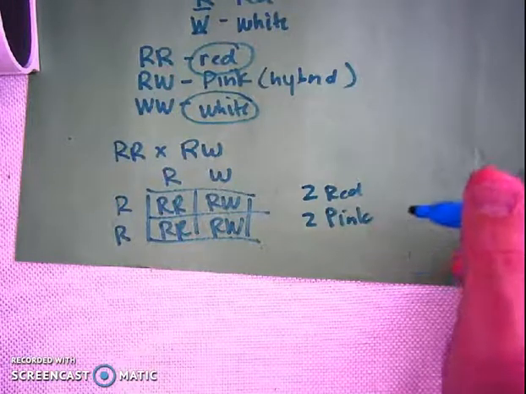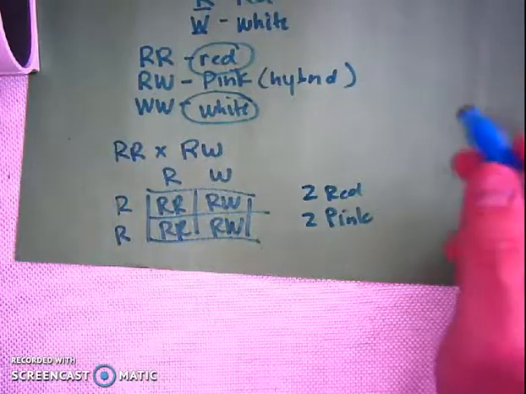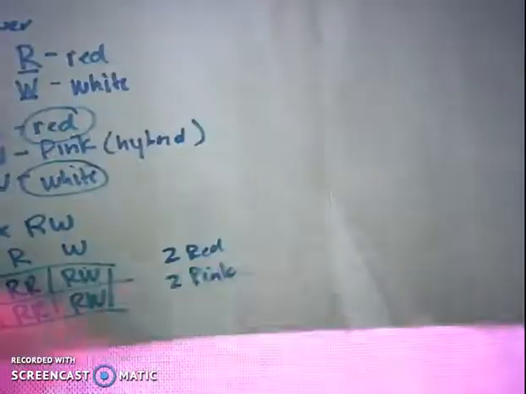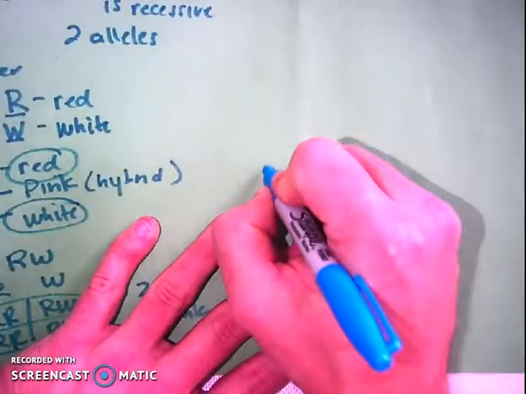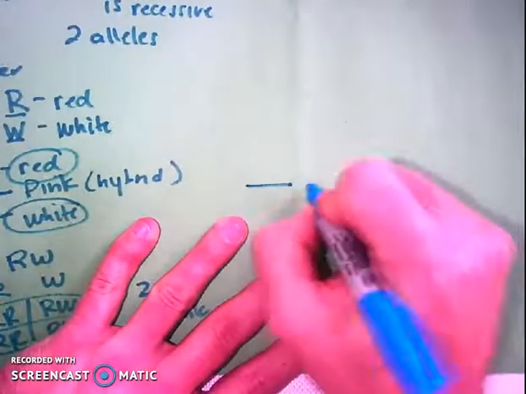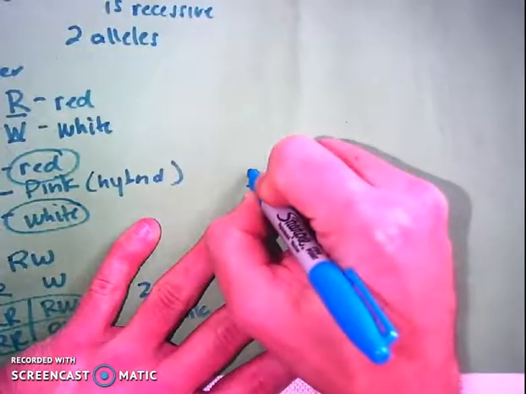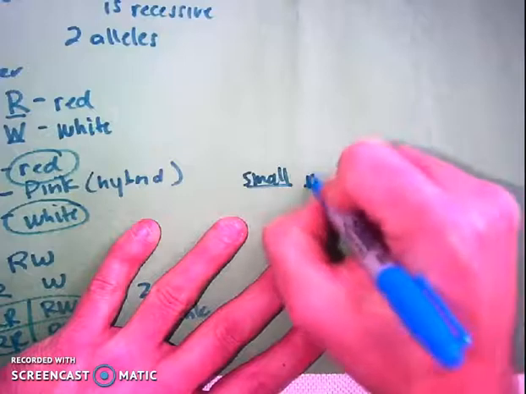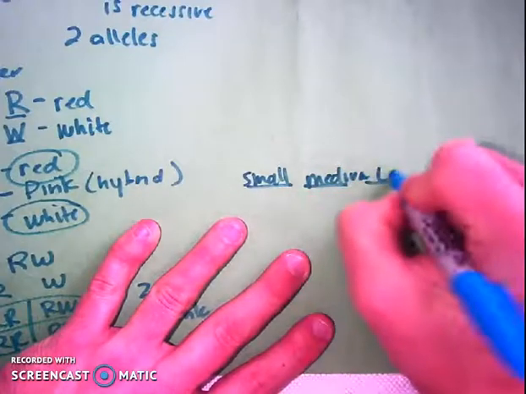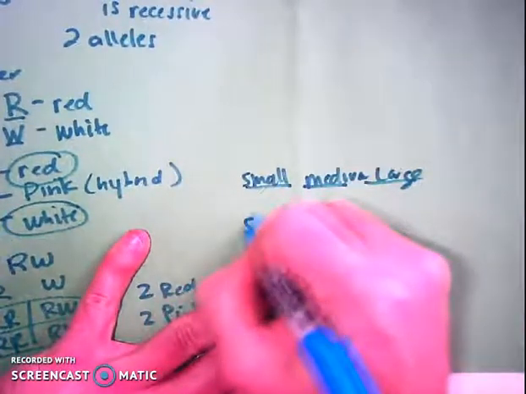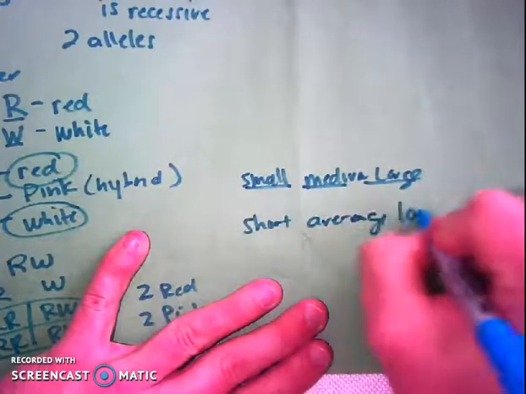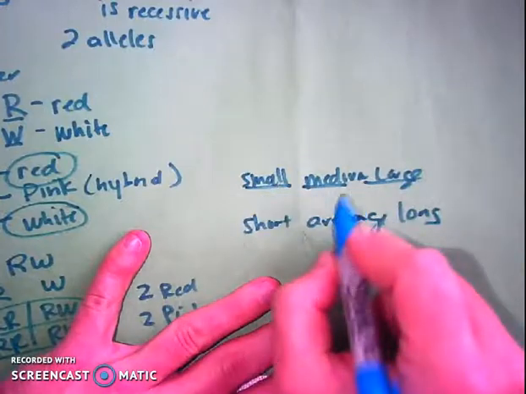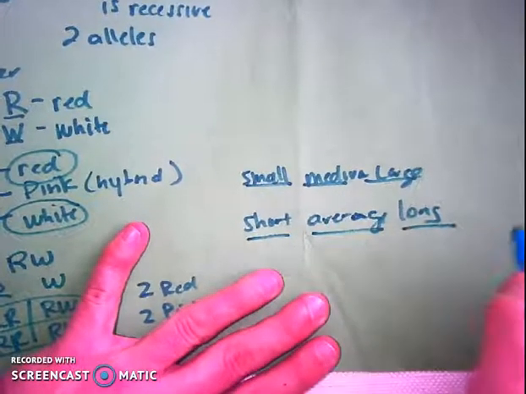Other examples you might see deal with length. If you ever see something, these are the clues. A lot of times with incomplete dominant situations, you see 3 variations of phenotypes. 1, 2, 3. Sometimes they are relative terms like small, medium, large, short, average, long. Do you see how these are relative? But there's only 3 variations to them.